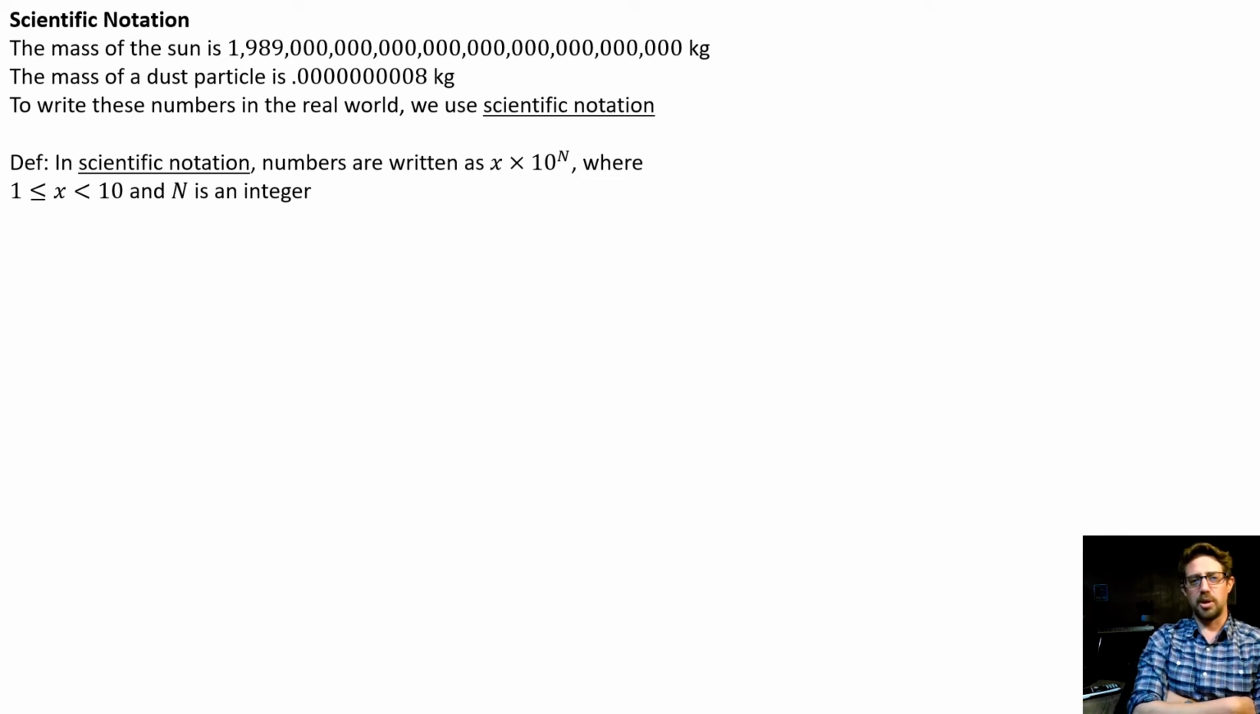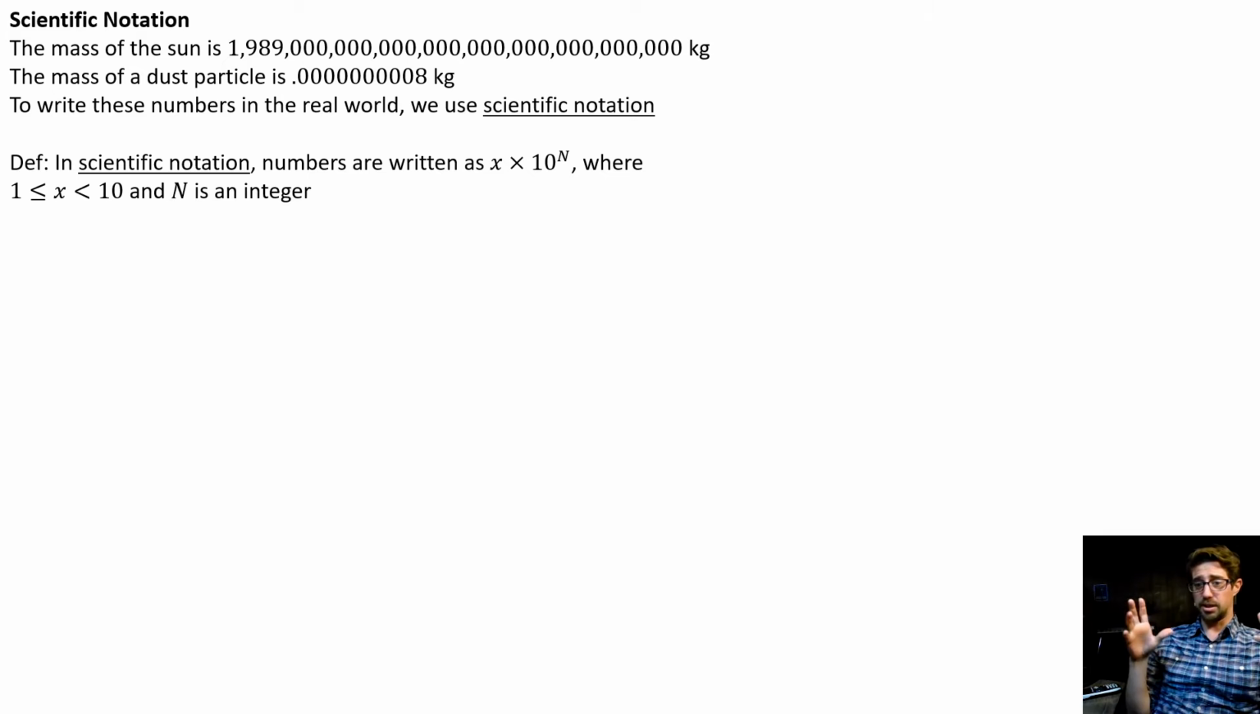Okay, so this seems more complicated than it is. In scientific notation, numbers are written as some number x, times 10 to a power. X has to be between 1 and 10. X can actually be 1, but it'll usually be some decimal that's between 1 and 10, and n is some integer. So power, you know how powers of 10 work.